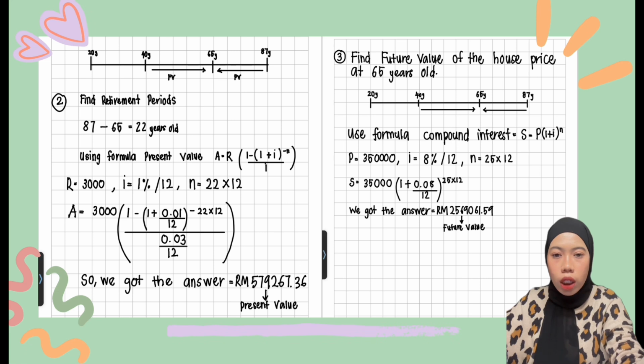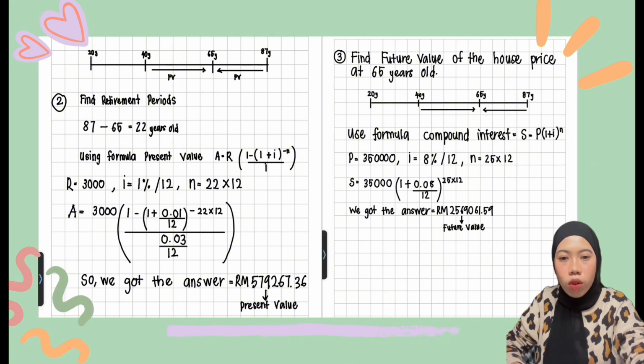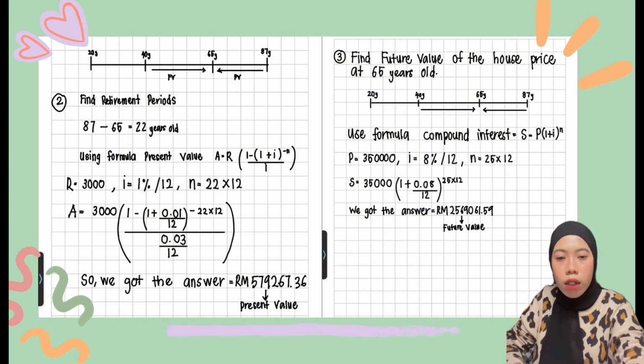My name is Nur Akila Fikra binti Saharil. My matric number is 2024788773. First of all, we need to find the retirement period. 87 years old minus 65 years old equals 22 years. So the retirement period is 22 years. The reason we take from 65 years old to 87 years old is because the focus point is at 65 years old, so we need to use present value.